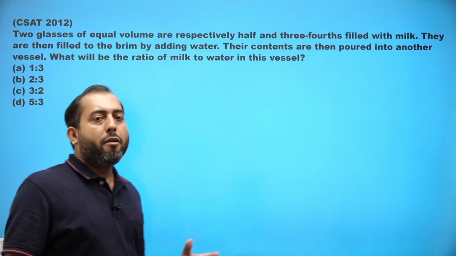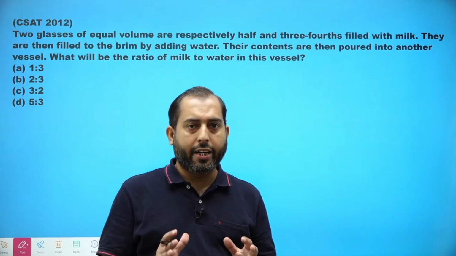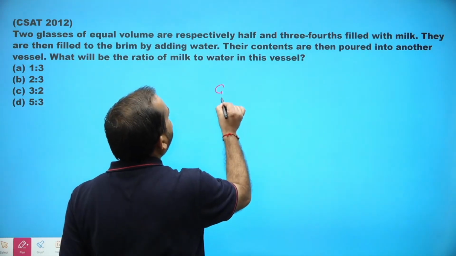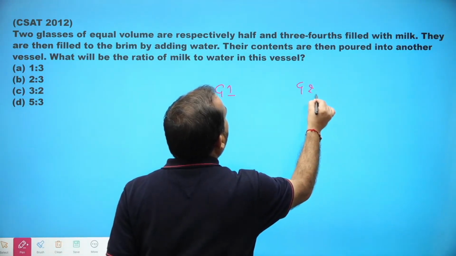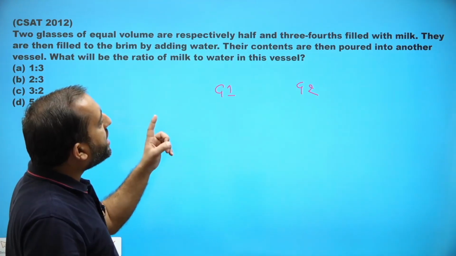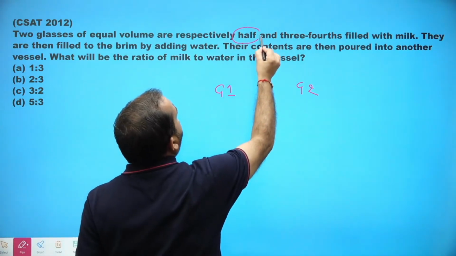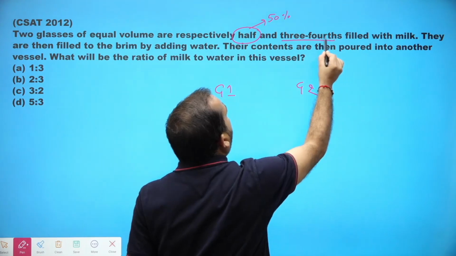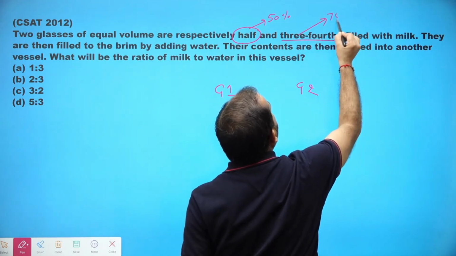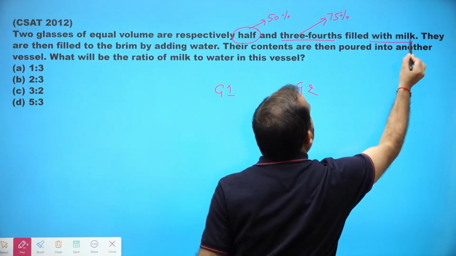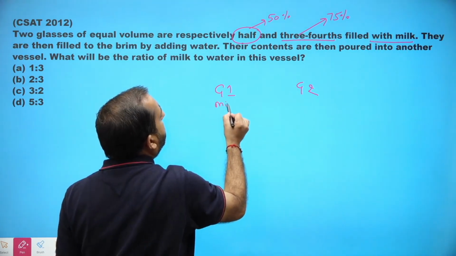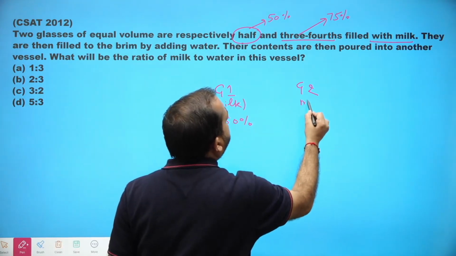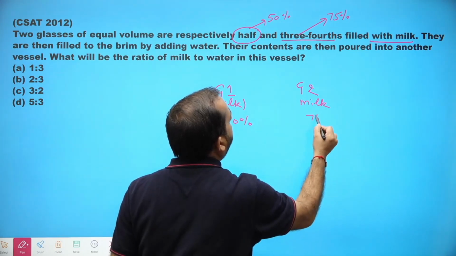Let's solve this problem with the help of alligation directly. It says two glasses of equal volume. Glass 1 is there and glass 2 is there. They are respectively half. What is half? Half is 50%. And 3/4. What is 3/4? 3/4 is 75%. Filled with milk. So milk in glass 1 is 50%. Milk in glass 2 is 75%.